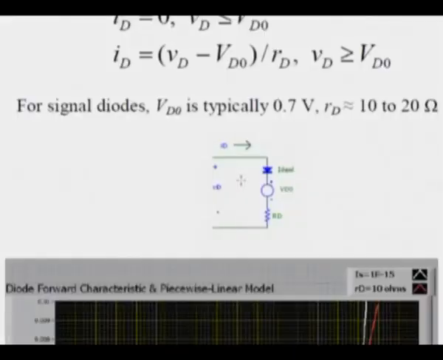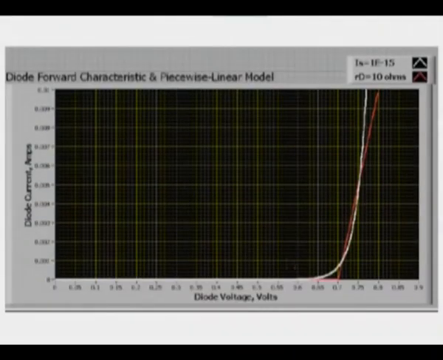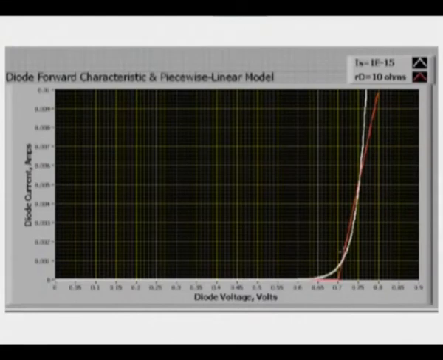not outside them. Now I have plugged in the piecewise linear model and the exact diode equation, and you can see it is a pretty good approximation. But again, what is the problem? Even this is most of the time too complex. For most diode problems it is not needed, but it is very, very good. You will get results very close to what you actually observe. So if you want accuracy, you should go for piecewise linear.